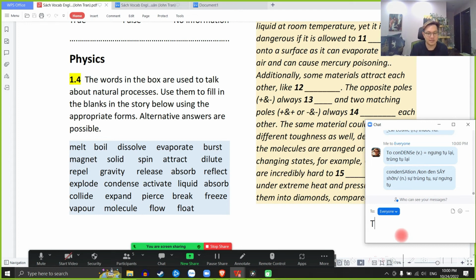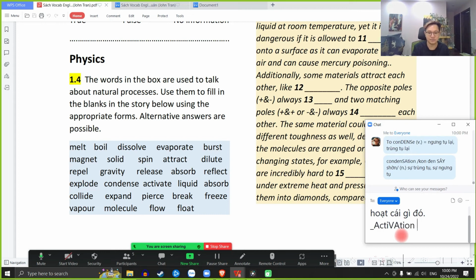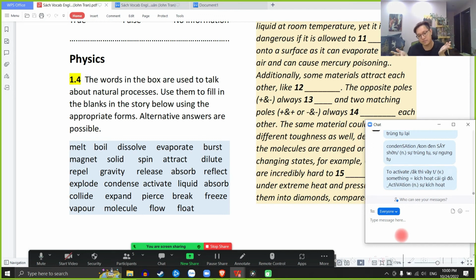Okay. Activate. To activate something means kích hoạt cái gì đó. So noun form is activation. Sự kích hoạt thôi. And the verb is activated. Đã được kích hoạt. Okay, liquid. It's a noun or it's also an adjective too. Chất lỏng, liquid.